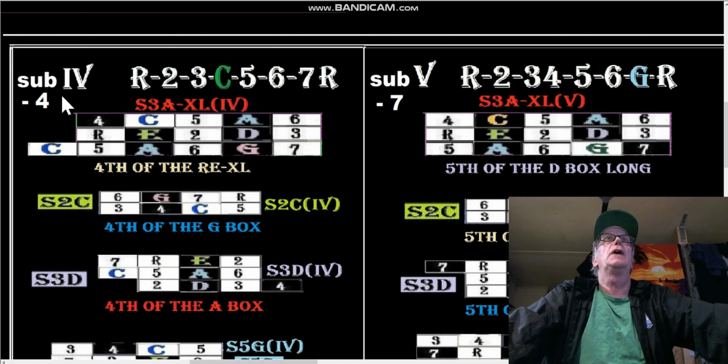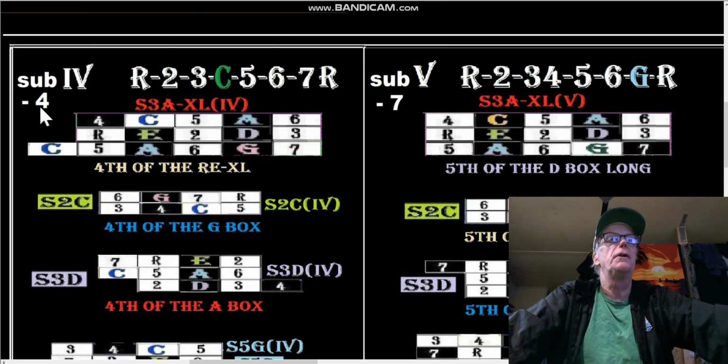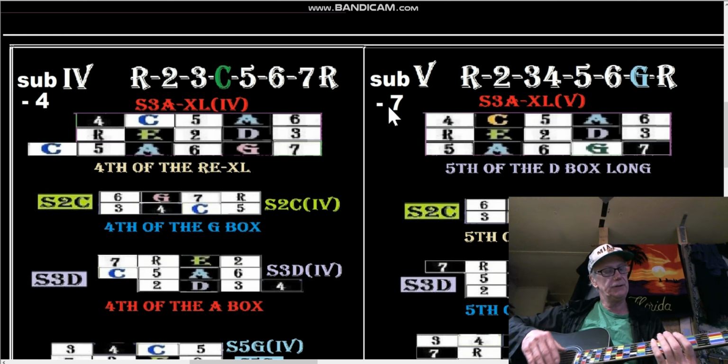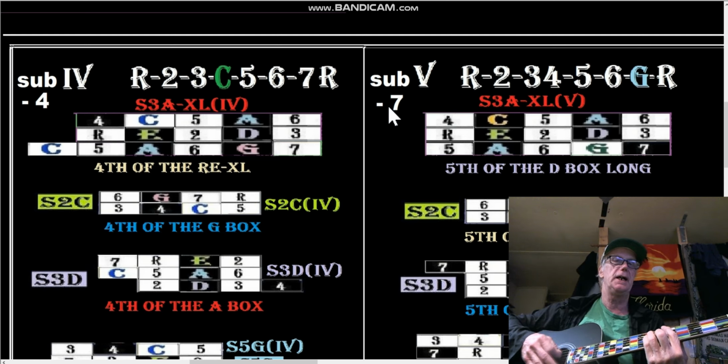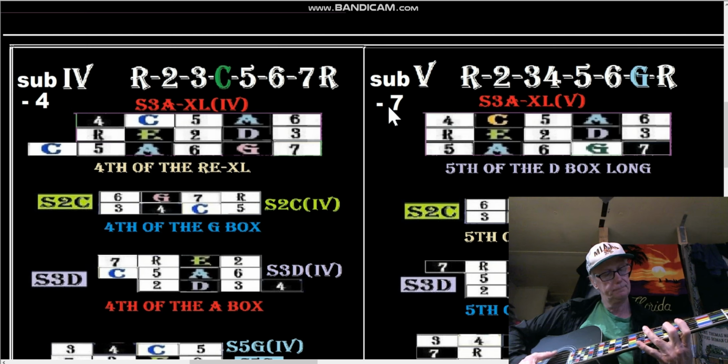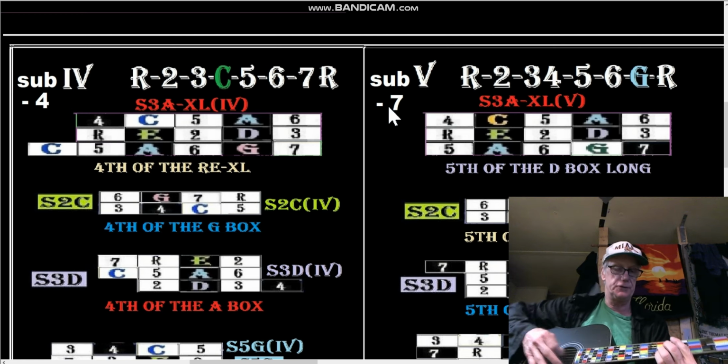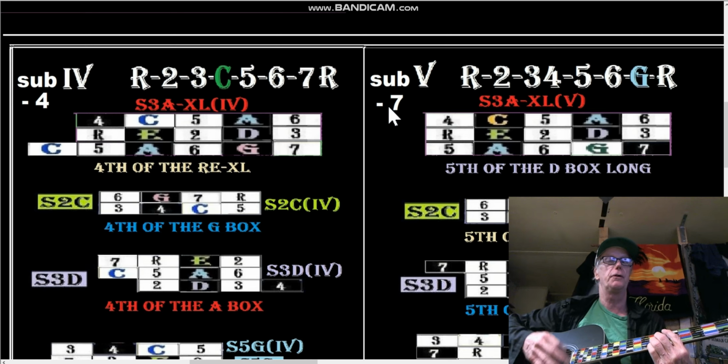All right, when we sub a fourth, you shouldn't play the fourth of the fourth. When we sub a fifth, we shouldn't play the seventh of that fifth. Okay, so let's talk about if we're playing in the key of F, E shape. If we're going to sub in a fourth here, I'm just doing the groove to show you this is where we're at with the fourth.